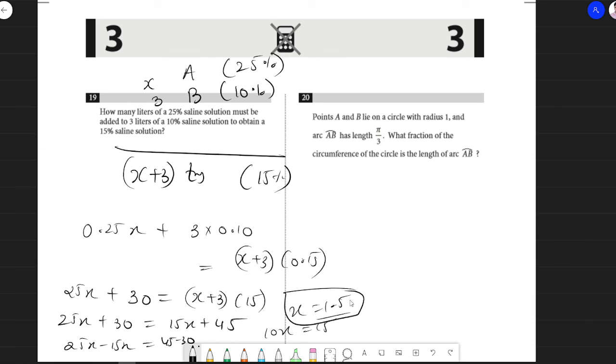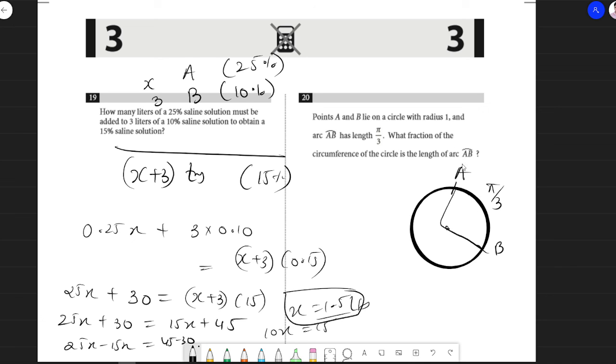So I have to add 1.5 liters of 25% saline solution. Question number 20. Points A and B lie on a circle with radius 1. Arc AB has length pi by 3. So there's a circle with radius 1. Now this is point A, this is point B, and the arc has a length of pi by 3. What fraction of the circumference of the circle is arc AB?